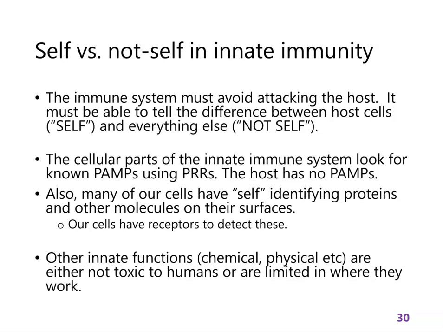So what about the chemical and physical parts of the innate immune system? Well, the physical parts don't know what they're doing. They're just there. And the chemical parts generally are not toxic to us. So the only real challenge the innate immune system faces is identifying invaders, and for that it uses pattern recognition receptors. So that's enough innate immunity.